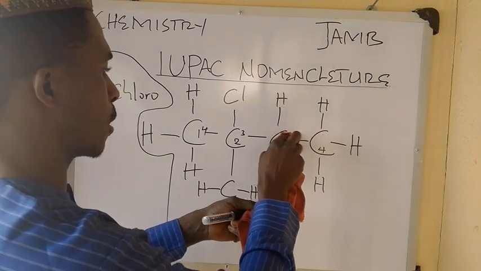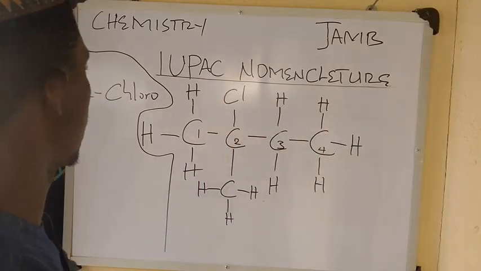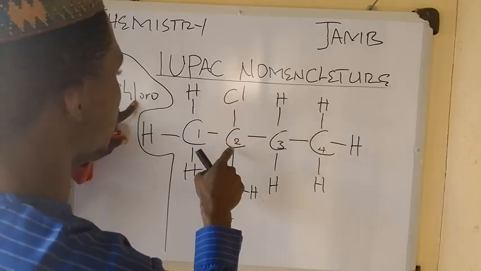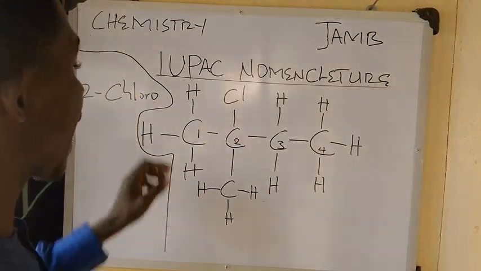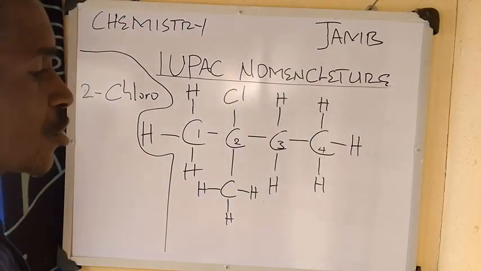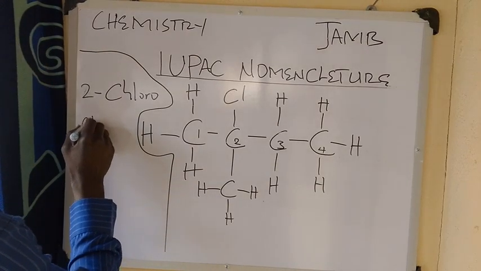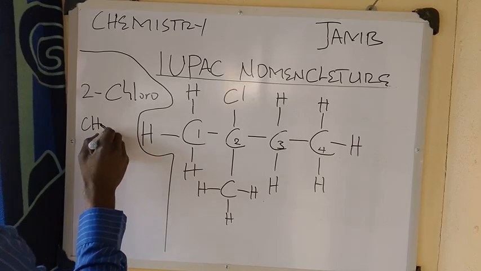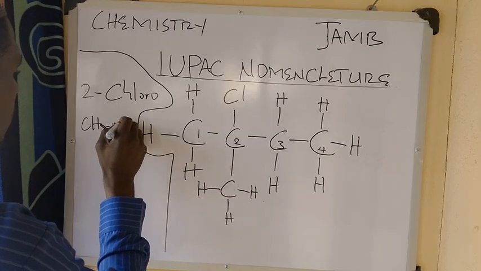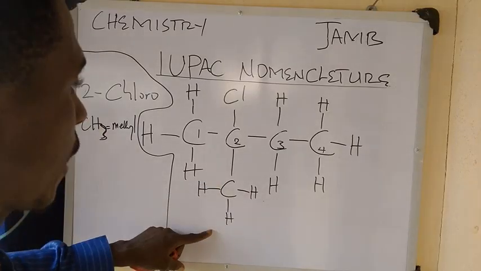Let me clean this so that you understand better. Okay, can you see? So at carbon number 2, I have chloro there. So you call it 2 chloro. Then at carbon number 2, I have a methyl group. CH3 is called a methyl group, or methyl. So I have CH3. So I call this one methyl. CH3 is called methyl.